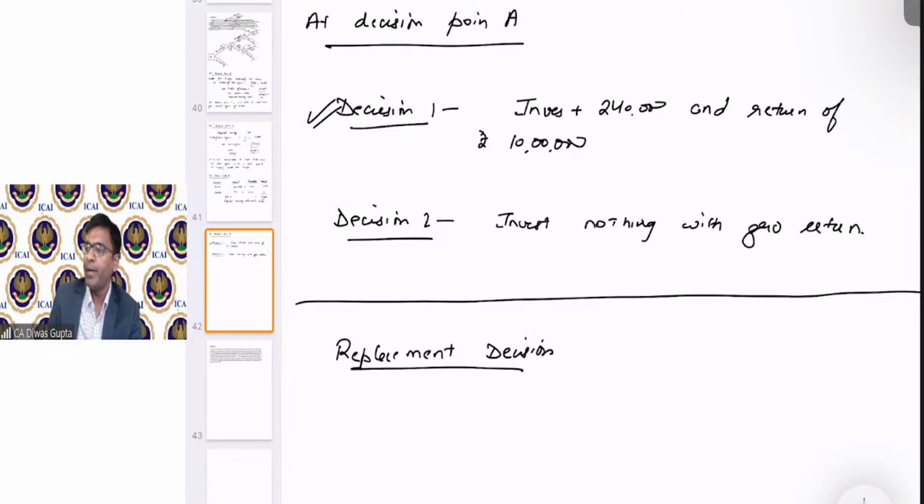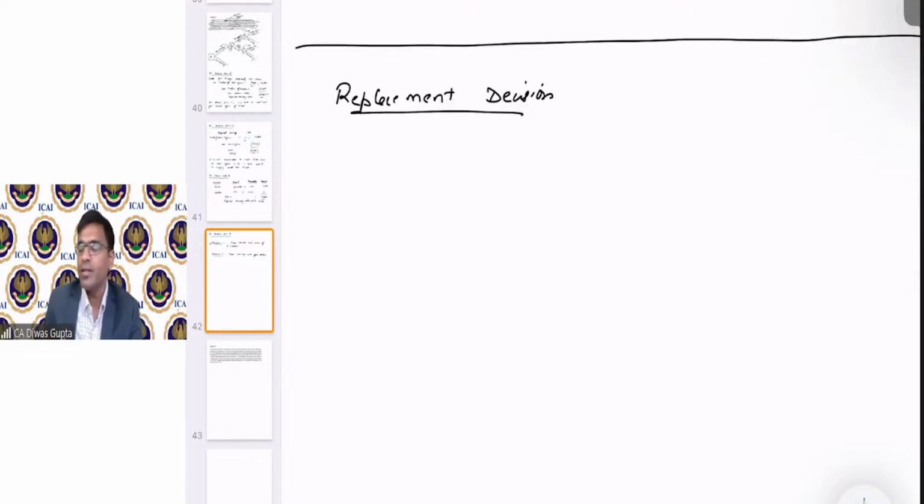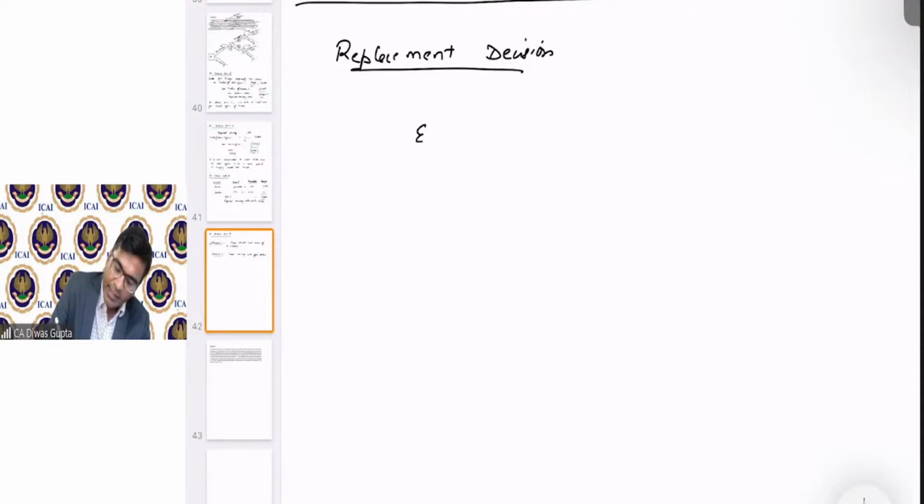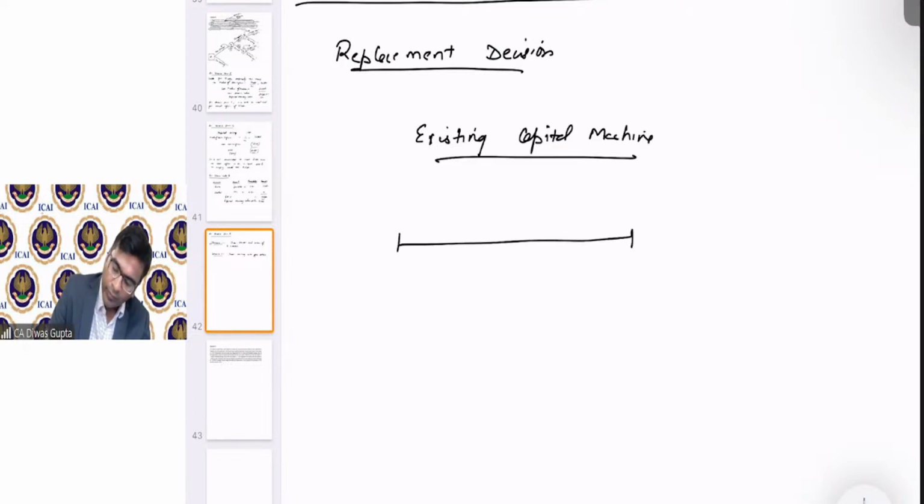Let's come to the replacement decisions. Okay. So replacement decisions, students, now have nothing to do with the probability, nothing to do with the different possible outcomes. In this, the question pattern is what? See, you have an existing machinery, right? Let's say the initial life was 10 years. You are standing in between, let's say after the end of the 5th year.